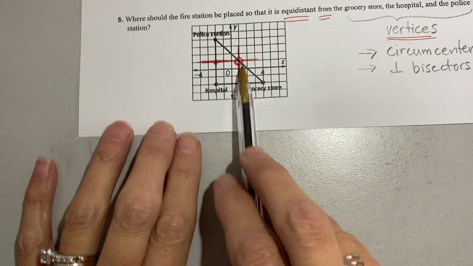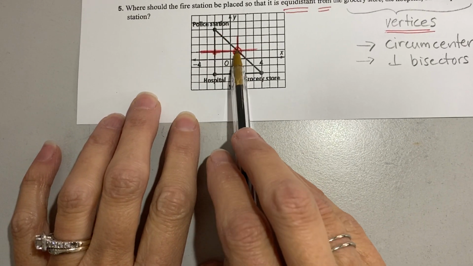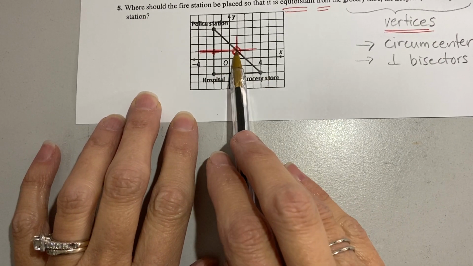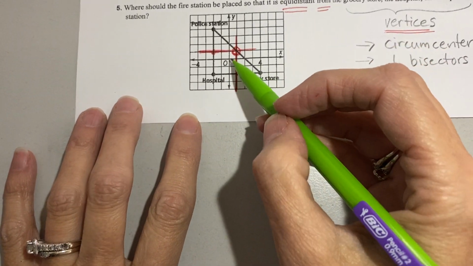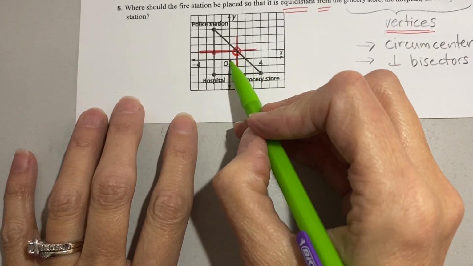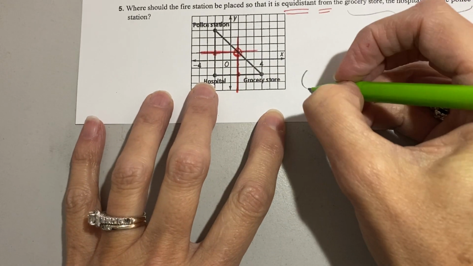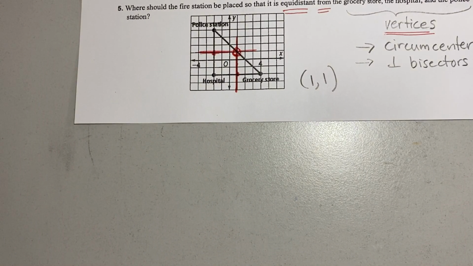So if you put a fire station right there, it's the same distance to the police station, to the grocery store, and to the hospital. That point is the same distance from all of those. And that would be, here's our origin, that would be over 1, up 1. So it's the point 1, 1. That's where the fire station should be at point 1, 1.